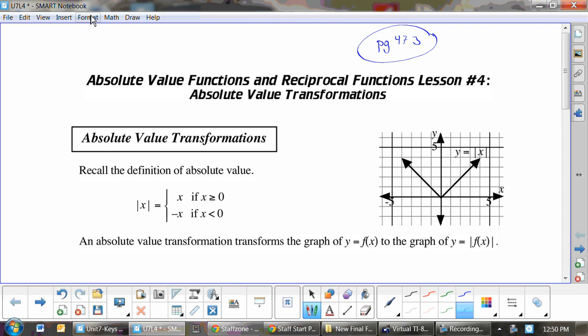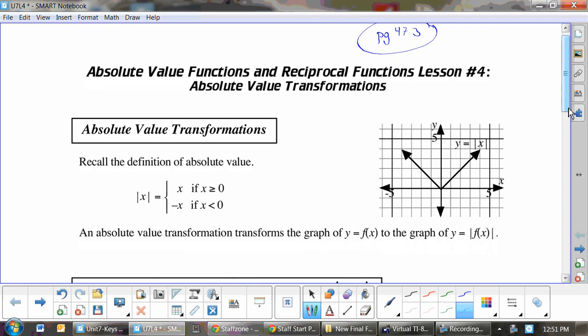Okay, so we're doing lesson number 4, so we got to skip lesson number 3, which is a nice treat for us. So today is about absolute value transformations. And part of this lesson will actually feel like a review of lesson 1 way back. But that was almost a week ago, so it's probably a good thing we're going over this again.